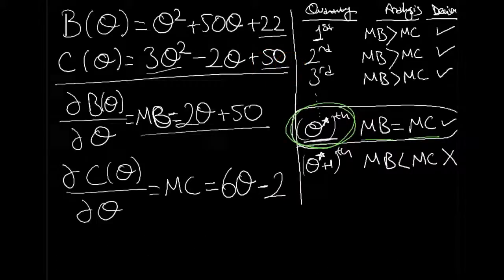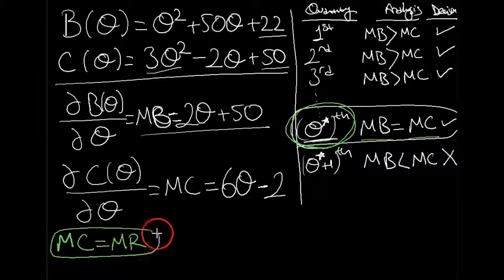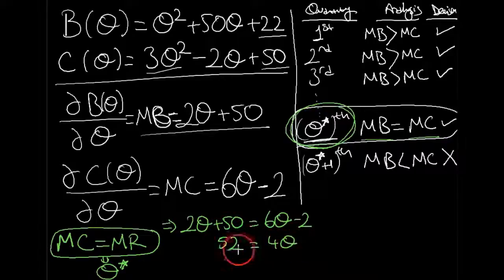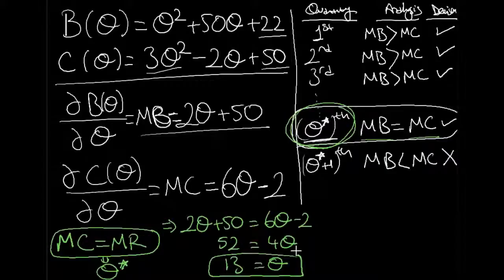So the profit maximizing condition is marginal cost equals marginal revenue. When we set these two equal, this is going to give us the profit maximizing quantity. So in our example, let's set 2Q plus 50 equals 6Q minus 2, and 52 equals 4Q, and this means Q equals 13. So when we produce 13 units, it is going to maximize our profit.